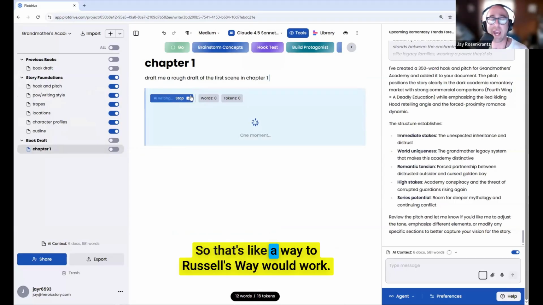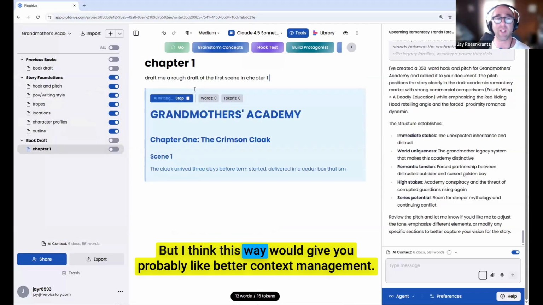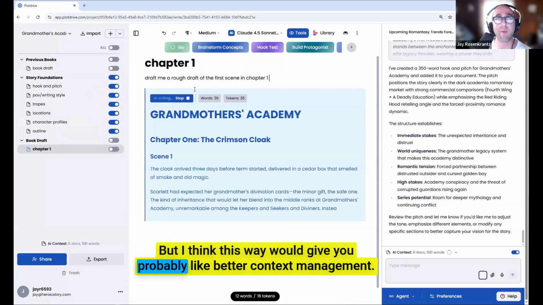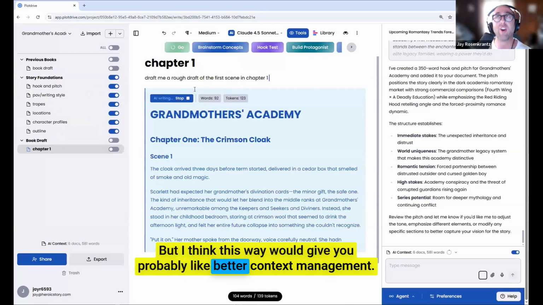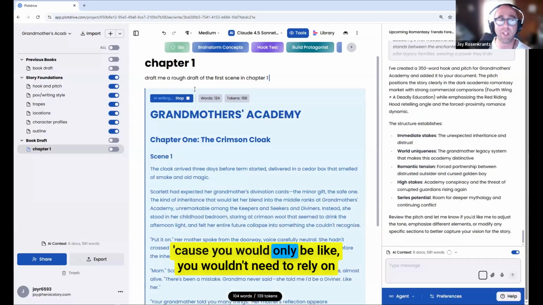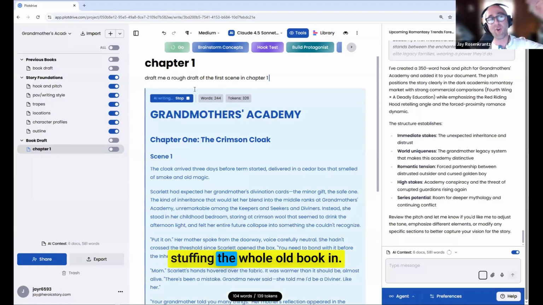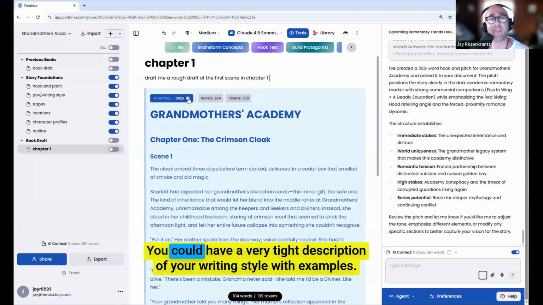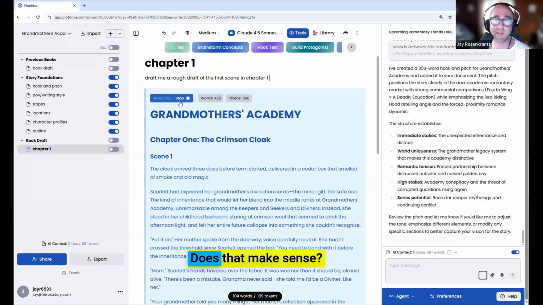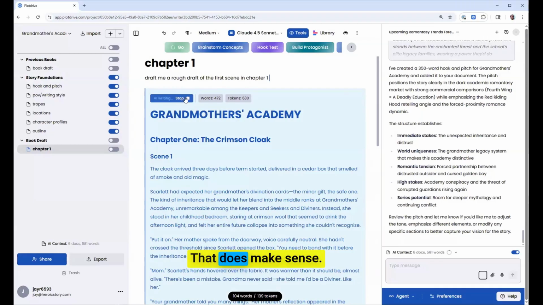So that's a way to, Russell's way would work, but I think this way would probably give you better context management because you wouldn't need to rely on stuffing the whole old book in. You could have a very tight description of your writing style with examples. Does that make sense? That does make sense.